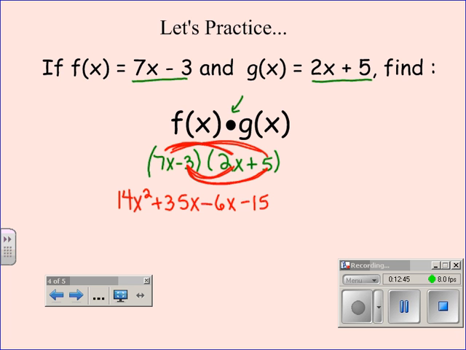Before I can finish, I need to simplify what I have here. In the middle, 35x minus 6x, those are the only terms I can combine. So I'm going to rewrite this as 14x squared. 35 minus 6 is 29, so plus 29x minus 15. f of x times g of x is 14x squared plus 29x minus 15.